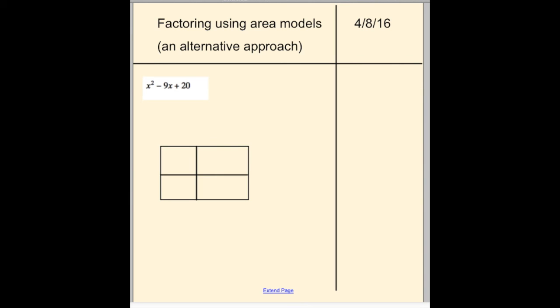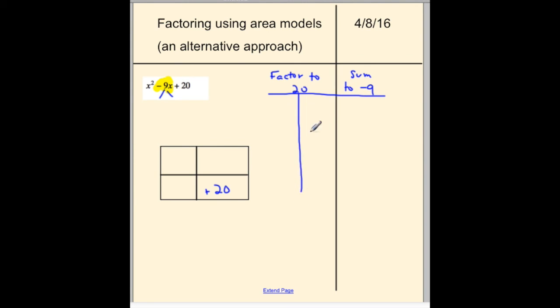So remembering that this middle term here, this b term, negative 9x, is really the combination of 2 terms that were added together. We want to find out what those 2 terms are. And we know that they multiply together to give us positive 20, and that they add together to give us negative 9. So let's find the terms that factor to 20 and that sum to negative 9.